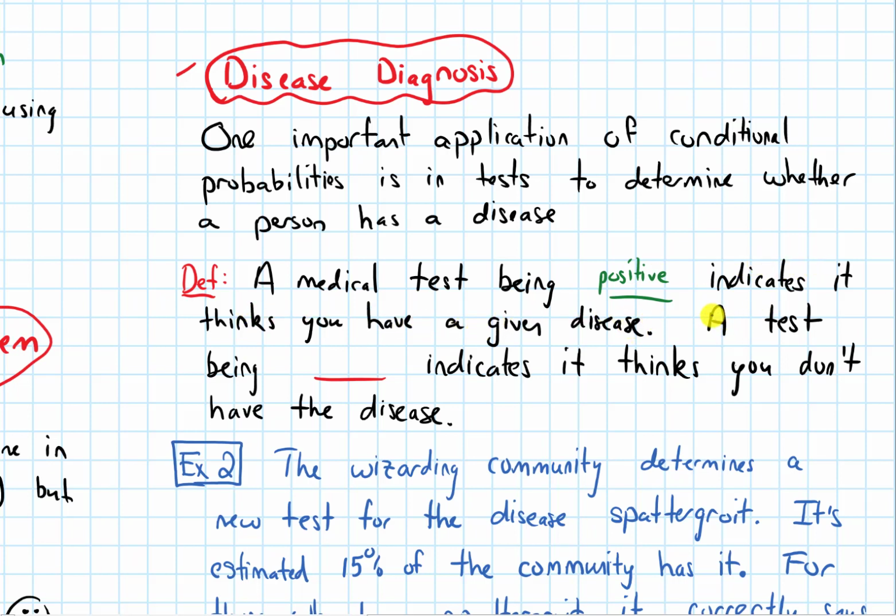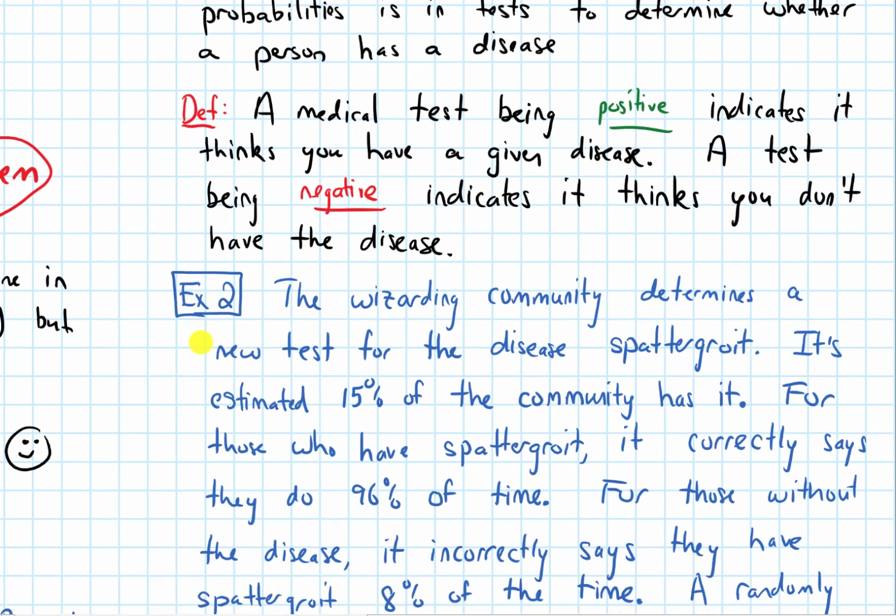All right, so similarly, a test being negative indicates that it thinks you don't have the disease. And hopefully the test is right. If it's a good test, it'll be right most of the time. So when it is negative, hopefully you don't actually have the disease most of the time. But it could be wrong. Sometimes a test will be negative, although you might actually have the disease. That can happen. Alrighty, so let's look at an example.